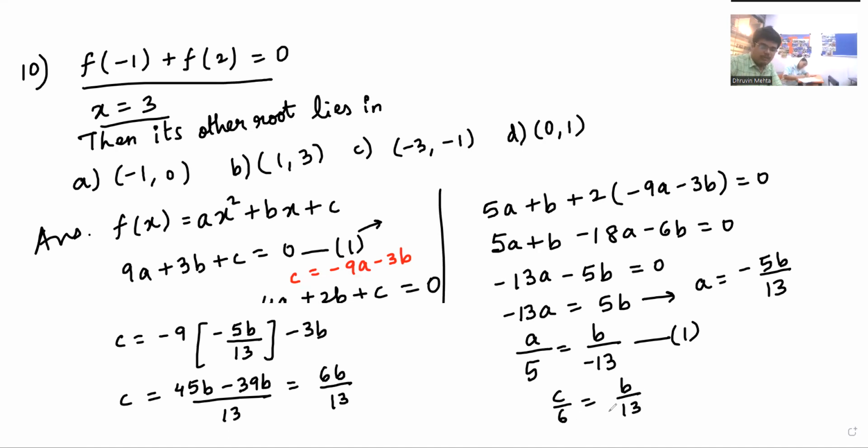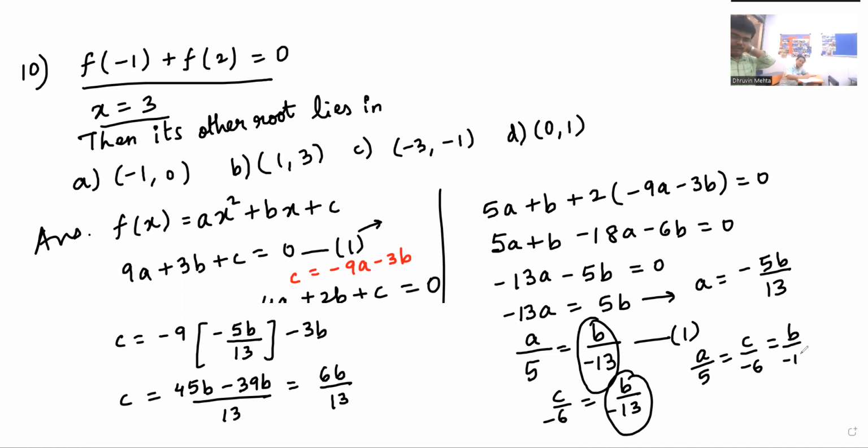What I'm doing is putting a minus sign on both sides because we have to match these two ratios. So a by 5 is equal to minus c by 6, like c by minus 6. It's the same thing. So it's a by 5 is equal to c by minus 6, and it's b by minus 13.